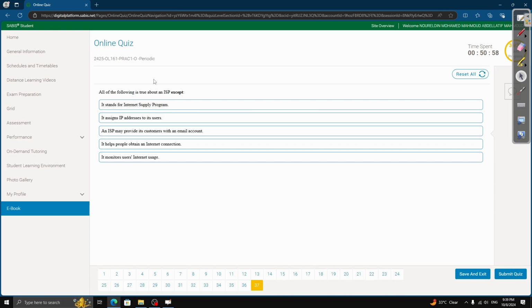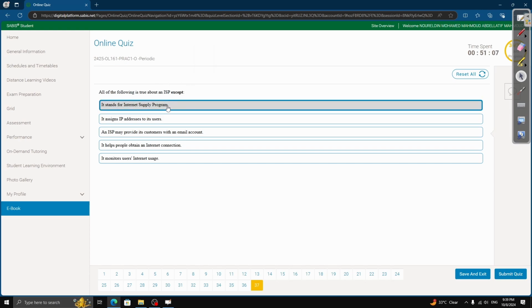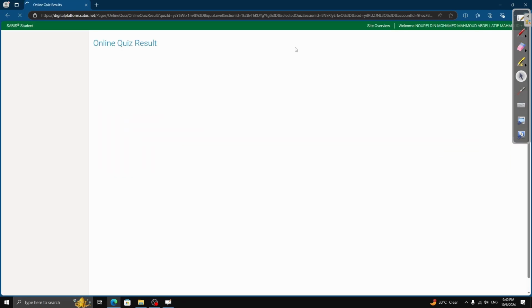All of the following is true about an ISP, except: it does not stand for Internet Supply Program. It stands for Internet Service Provider. It does assign an IP address to its user, and it sometimes may provide them with an email account. It also allows people to obtain an internet connection, and it does monitor internet usage sometimes. Usually most internet service providers do monitor your usage.